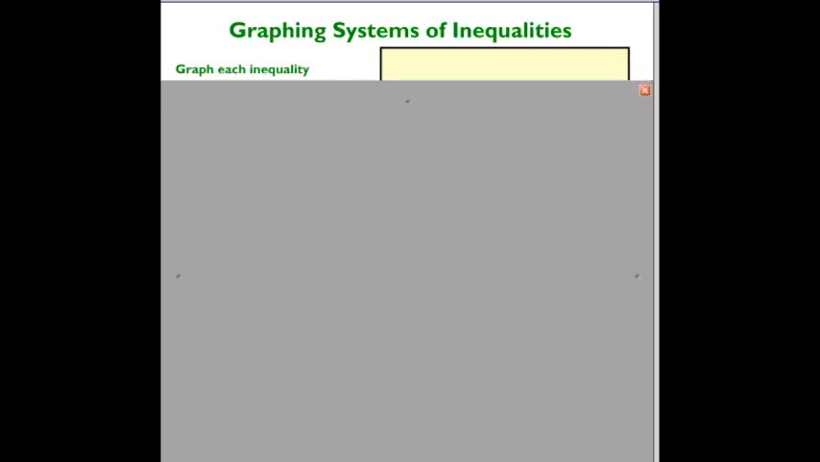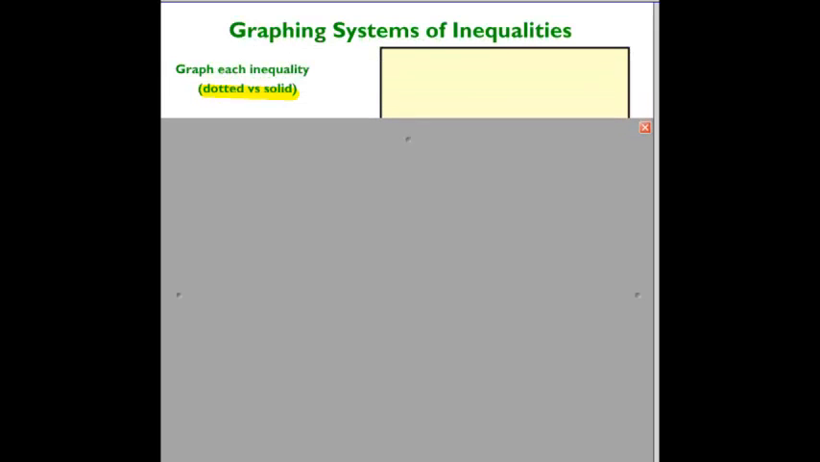Graphing systems of inequalities. You have everything you need to know to do this. So this should be a very quick video. Basically, you need to pay attention to the process of solving one inequality graphically, and then you need to apply that to a system. There are a lot of steps.